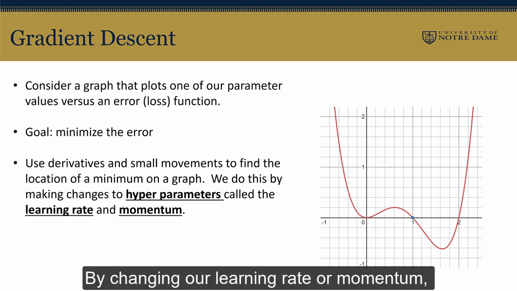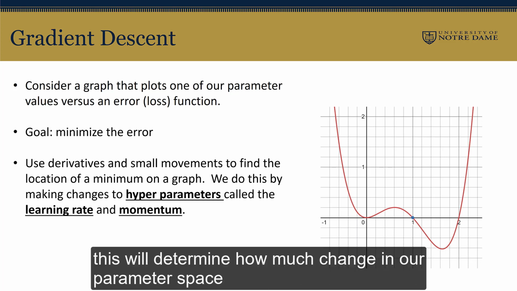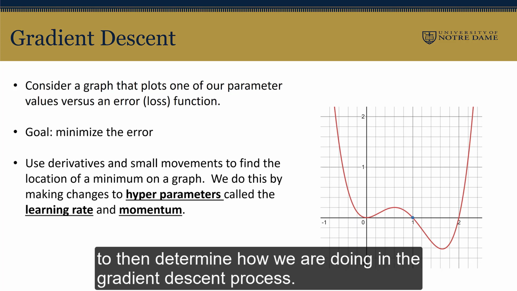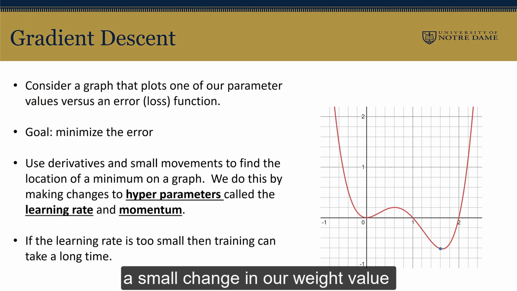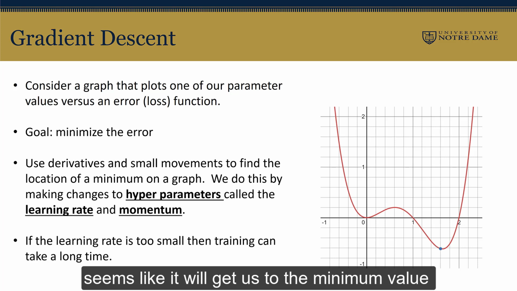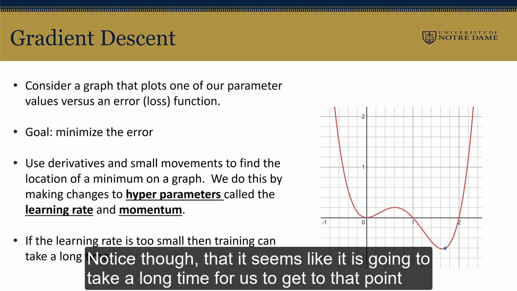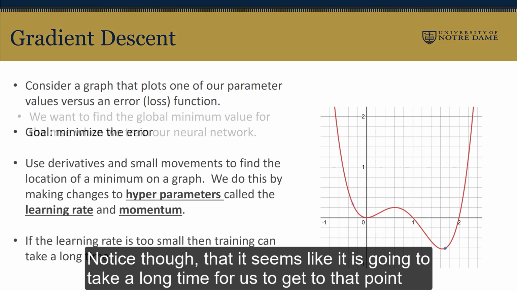By changing our learning rate or momentum, this will determine how much change in our parameter space for the weight values occurs between subsequent calculations of the error, to then determine how we're doing in the gradient descent process. As you can see from the animation, a small change in our weight value seems like it will get us to the minimum value for the error that we're looking for in this process. Notice, though, that it seems like it's going to take a long time for us to get to that point.